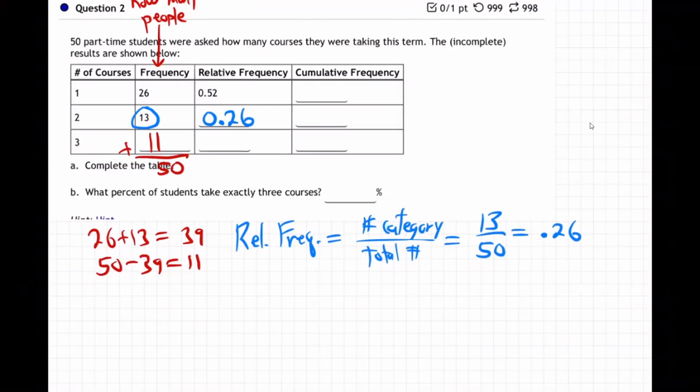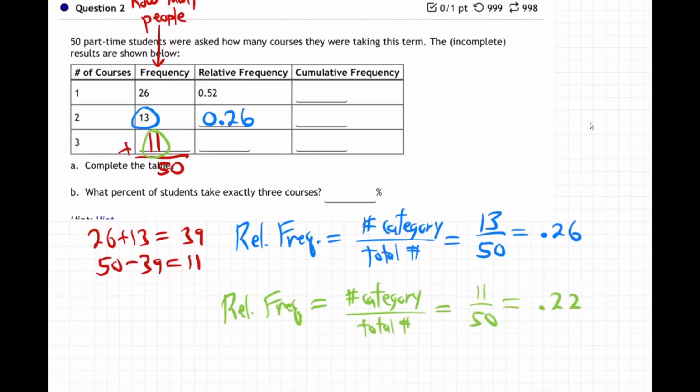That one. And then the next one. Same thing again. It's the number in the category divided by the total number. So it'd be 11 over 50. You always divide by the total, 0.22 or .22. Same thing either way. You don't have to put the 0 in the front. It's optional.